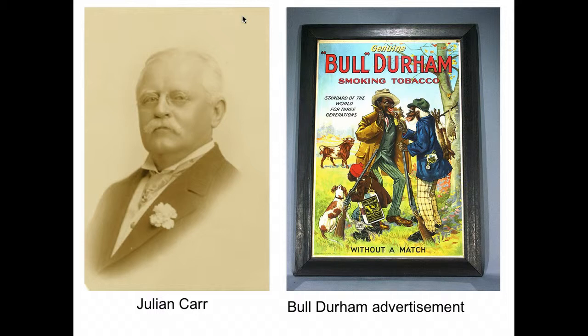And what Julian Carr did was to capitalize on this potential national market by spending large sums of money marketing his tobacco, his chewing and smoking tobacco, often for pipes, under the Bull Durham label. In 1883, 5 million pounds of this tobacco sold, and the plant where it was manufactured came to occupy 15 acres in Durham, North Carolina.